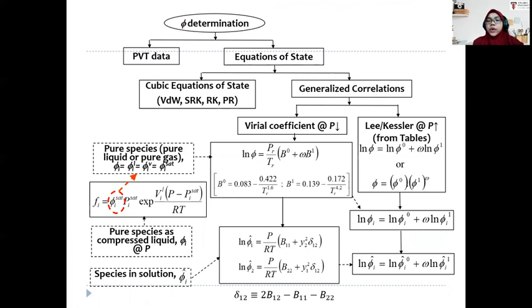By using the equation of state. It is based on the value of pressure. If P is higher than 15 bar, we can use the Lee-Kesler method or refer to the table. But if P is less than 15 bar, we may use the virial equation. So this is the detailed step that you can follow, either using the virial coefficient or the Lee-Kesler method that we have learned previously.